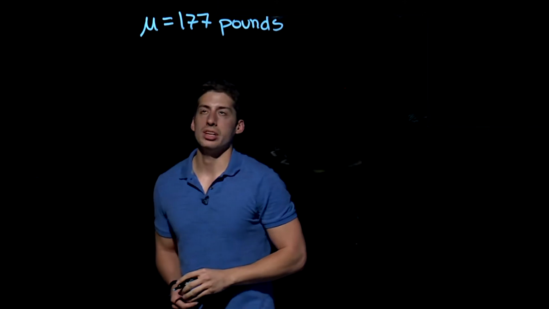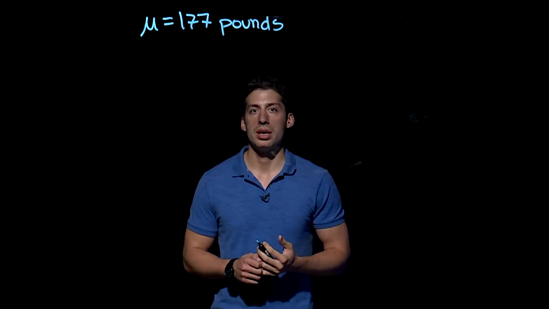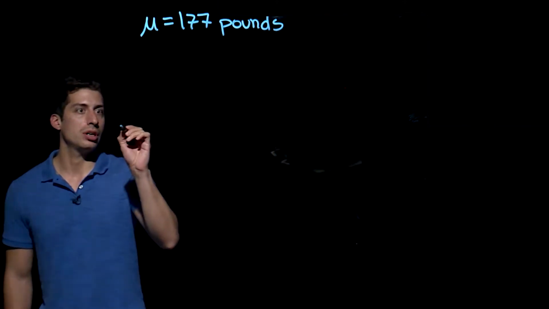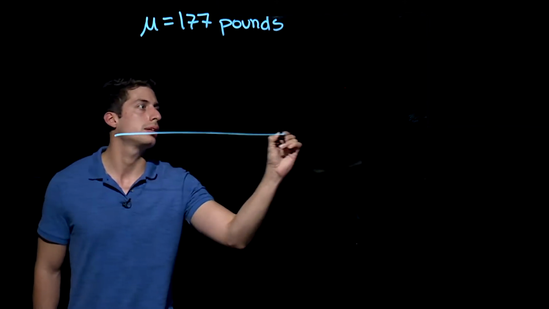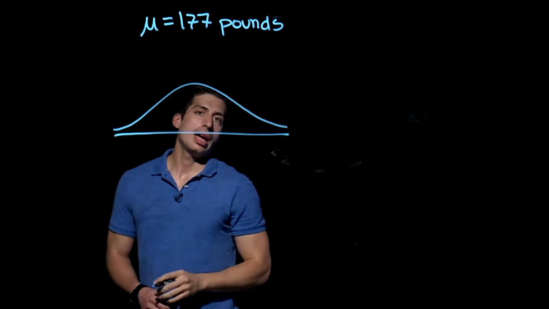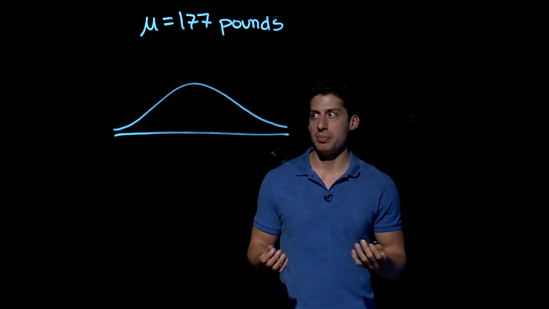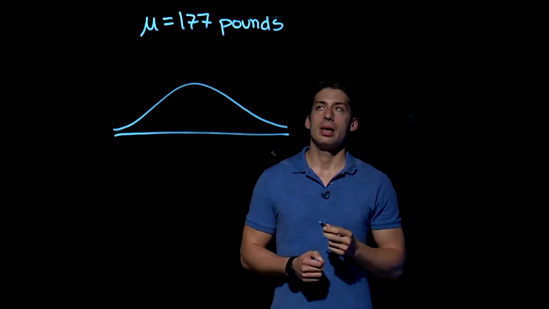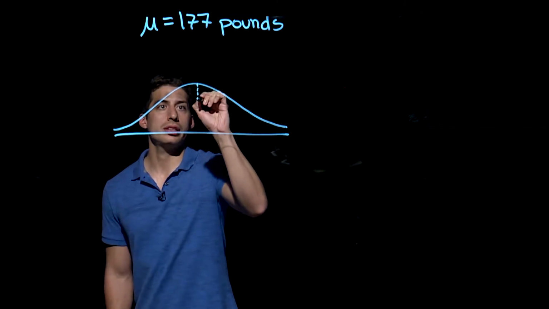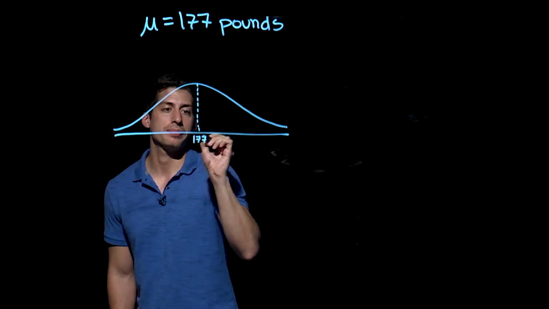Now, for the sake of this video, we're going to assume that we have information on the entire adult population. If we plotted this information, we would get a frequency distribution that would look like this. And this is our normal distribution, or bell-shaped curve. Some people call it that because of its shape. Now, the key important thing here is that this curve is centered around the mean. So I'm just going to write here 177.